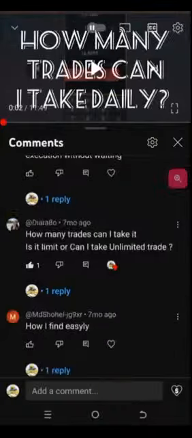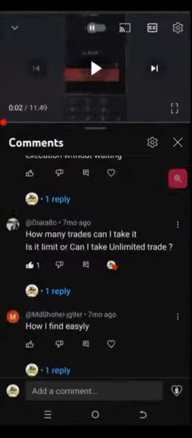It says, how many trades can I take? Is it limited, or can I take unlimited trades? Actually, you can take as many trades as will get executed on a limit order. Now, like I said, depending on the volume, the liquidity, and the movement of price, your trade can get executed within minutes, right? And once it gets executed, you can take out another trade.